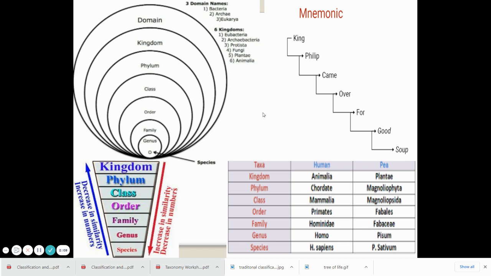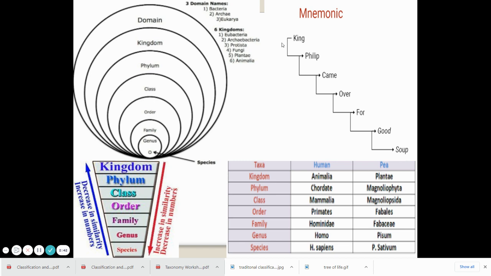So when you're going through the classification system, you'll see it written in different ways, usually the pyramid, or as you see here with these circles, species being the smallest group and then moving outward to the largest group. And then here you see the classification of two different organisms that are fairly common in biology. One, of course, being a human, and the second being Gregor Mendel's pea plants.